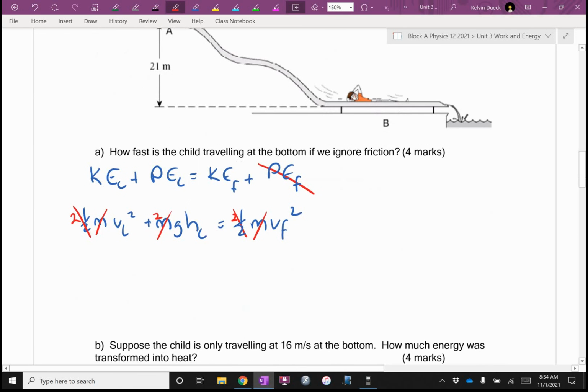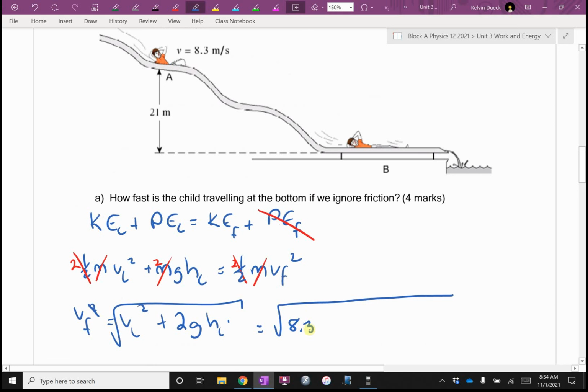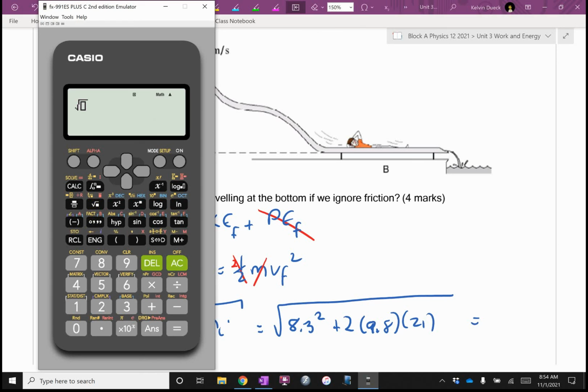I like that one because it brings up my old friend of vf squared equals vi squared plus 2ad in disguise. It's kind of one of my built-in error checks. I'm probably doing this right. Square root. It's going to be the square root of, was it 8.3? 8.3 squared plus 2 times 9.8 times 21.